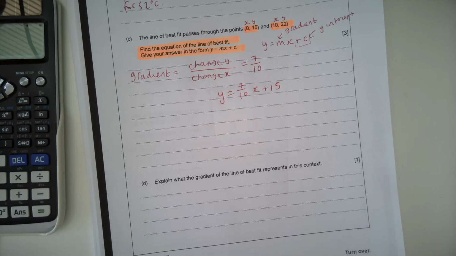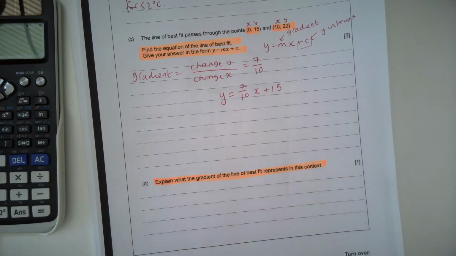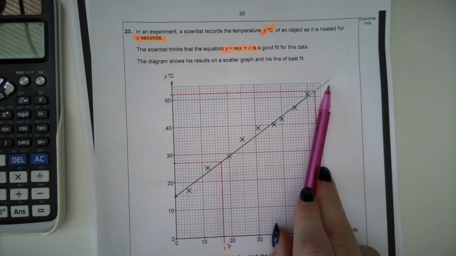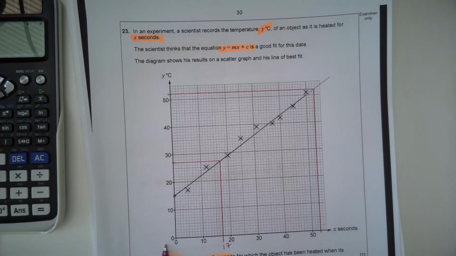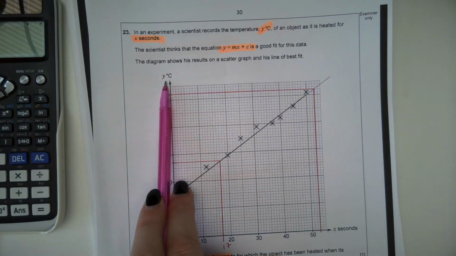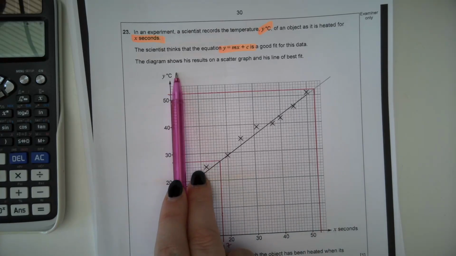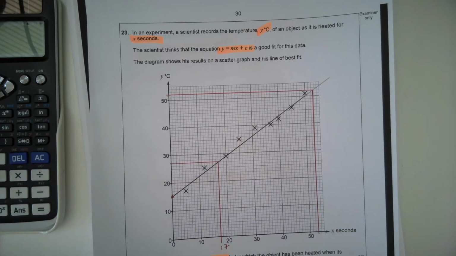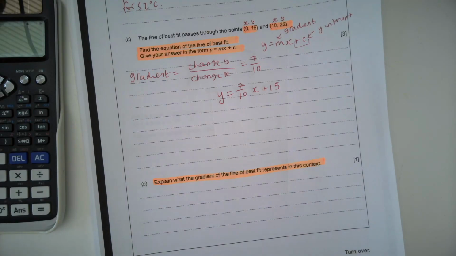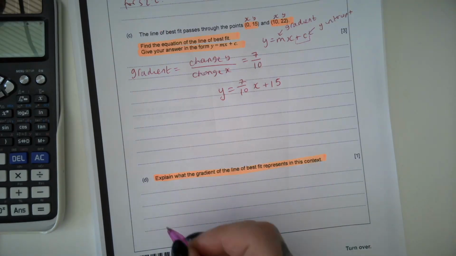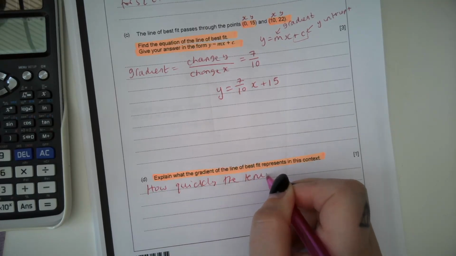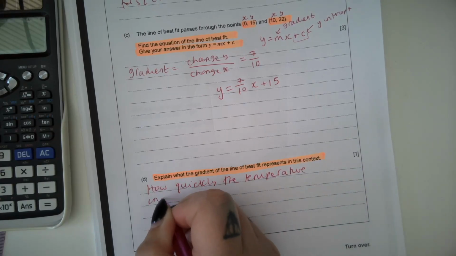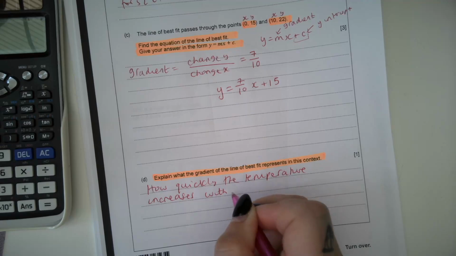Part D, explain what the gradient of the line of best fit represents in this context, okay? So the gradient is the slope, and the slope of the line of best fit is telling us the relationship between the time that's passed and the temperature. So the time it's heated for and the temperature. So it's telling us the rate of increase in the temperature, guys, or how quickly the temperature increases with time.